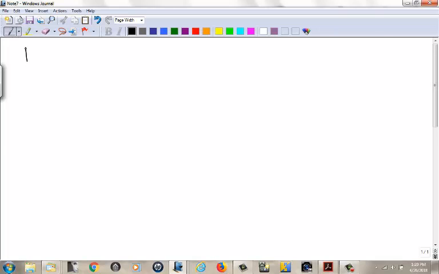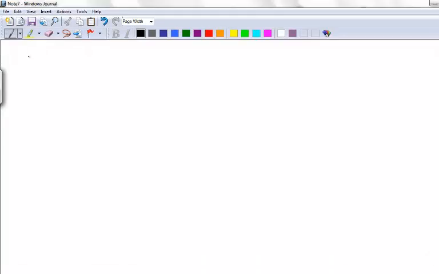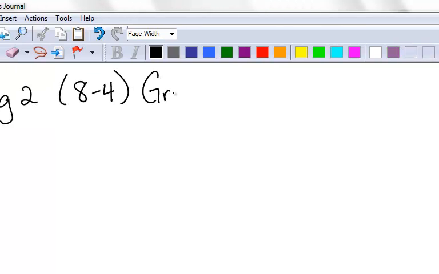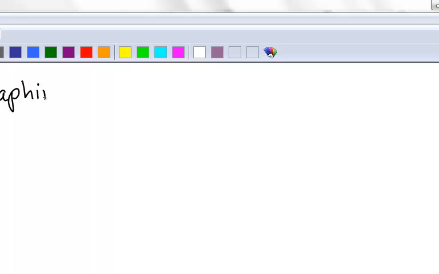Okay, so this will be for, it's not pre-calc, Algebra 2. We're skipping 8-3 and going to 8-4. Okay, and this is on graphing rational functions.